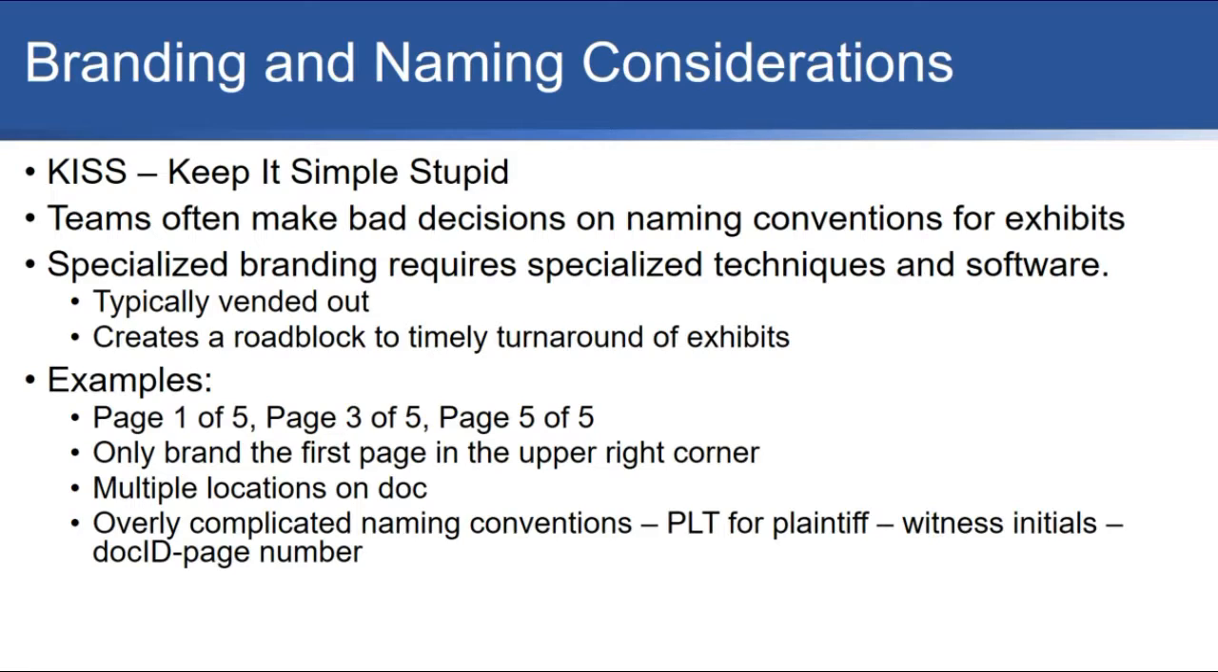Here are some examples. People sometimes put page 1 of 5, page 3 of 5, page 5 of 5 in some corner of the document. Maybe they only brand the first page, maybe multiple locations on the document. They create overly complicated naming conventions like, let's name all the plaintiff exhibits PLT and the defendant exhibits DEF, and then the witness initials, the doc ID, and the page number. I mean, it really does get crazy how technical people get on this subject. Keep it simple, and things will progress quickly and efficiently.